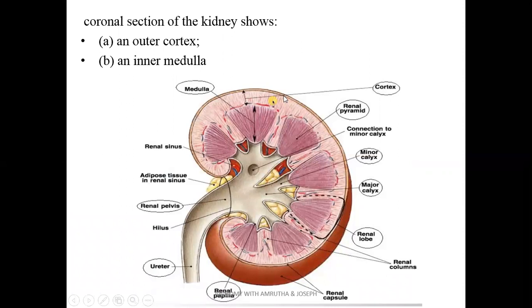Let's see the coronal section of the kidney, how it looks. It has an outer cortex and an inner medulla. The light colored area is the cortex and the triangular, pyramidal shaped structure is the medulla. The cortex covers the basal aspect of the pyramid-like structure, and also passes in between the triangular structures called the pyramids. So there's the cortex and this dark area is called the medulla.